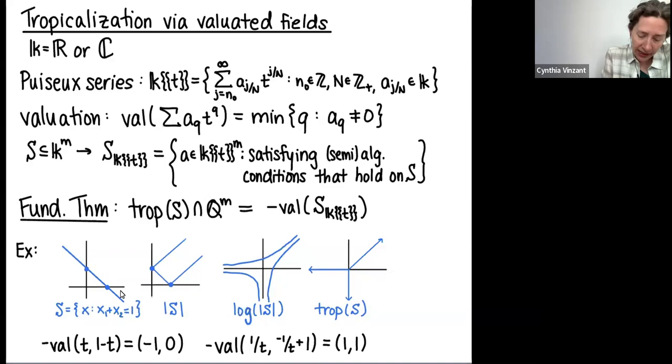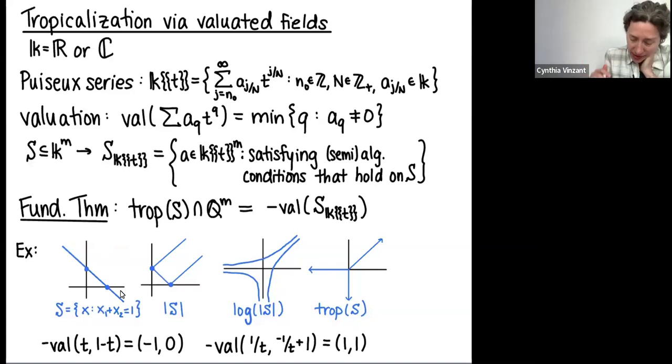And then if you have some subset of K^m defined by polynomial equations or inequalities, you could look at the subset over this field, where you just take the set of points satisfying the exact same description, the same equations or inequalities that held on your set just in R^m or C^m.